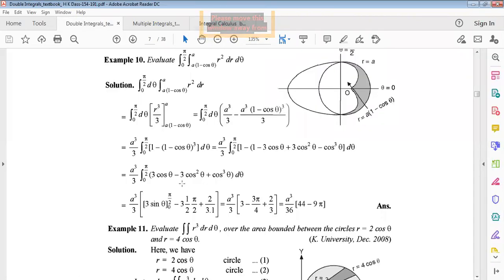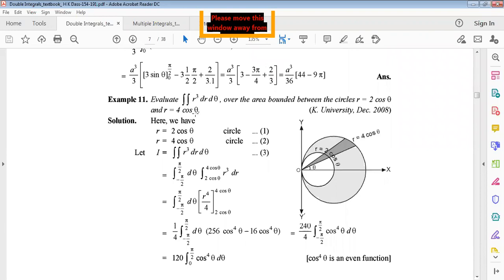this: cos square theta also, cos cube theta also. Sine power will be 0. That means p will be 0, q will be 2, and p will be 0, q will be 3. Just practice at home, of course you will find the result.